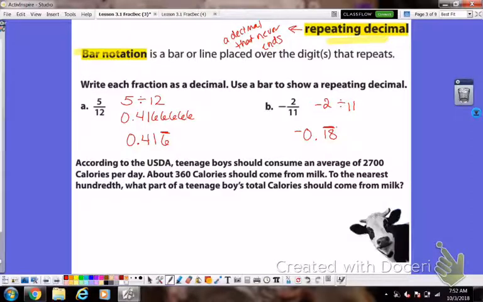All right, so we put that bar over the 1 and the 8 this time. Make sure our bars are going over the correct digits. In this case, it was just the 6 repeating. In our second case, the 1 and the 8 repeated.